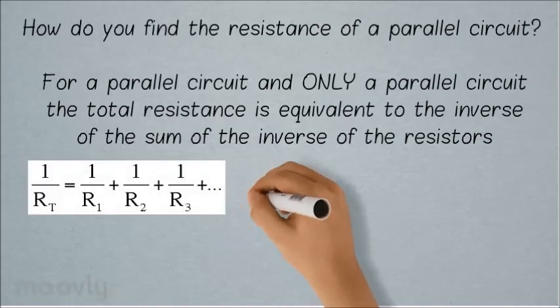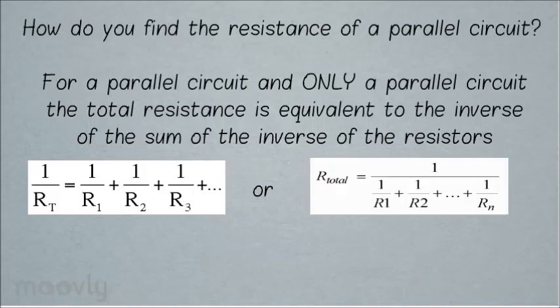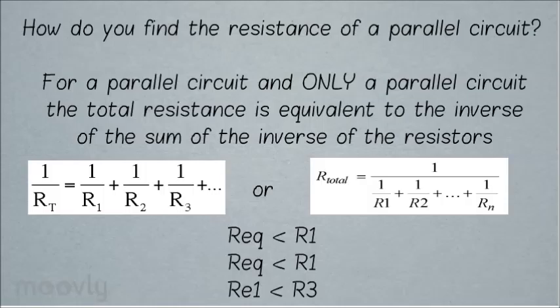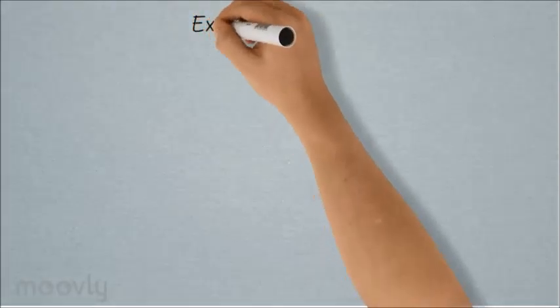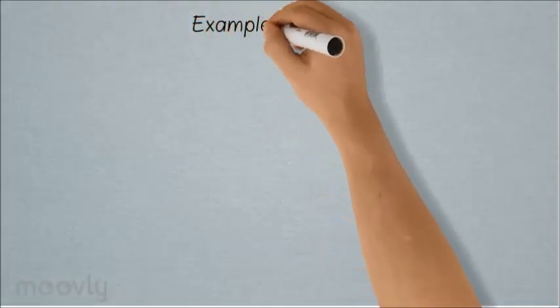Now, you're most likely to see the first equation on your physics equation sheet, but you can also use the second equation to find the total resistance. It should also be noted that the R_eq is going to be less than each individual resistor in a parallel circuit. So let's do some example problems.